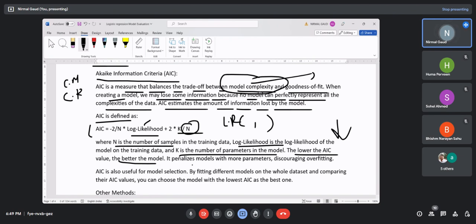Okay, so it penalizes models with more parameters, discouraging overfitting. If you have more parameters, obviously it will discourage your model. What does that mean? We are again talking about parameters, how many parameters we are using.